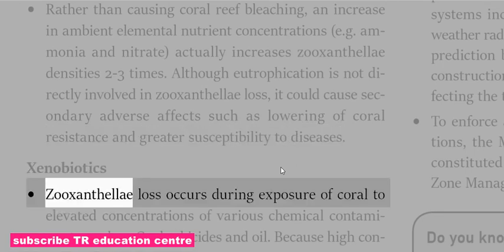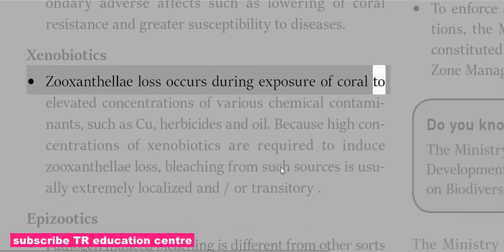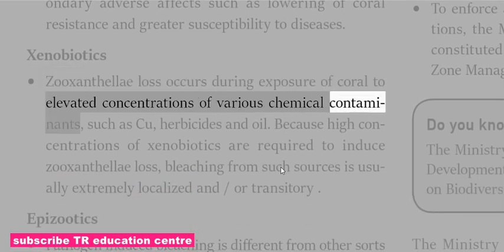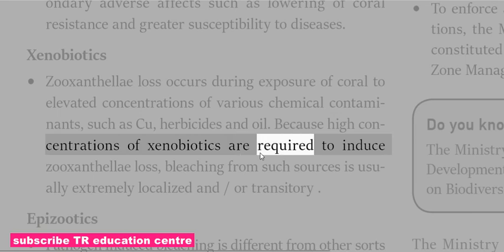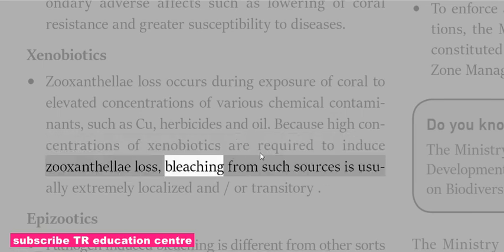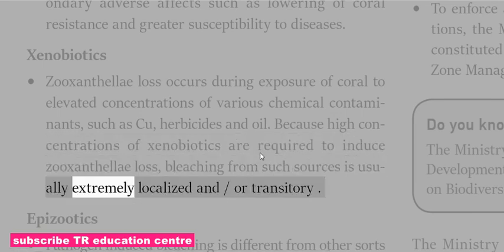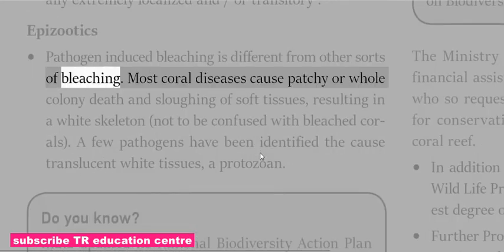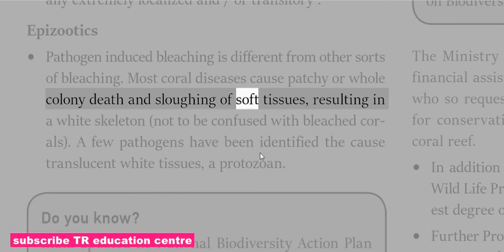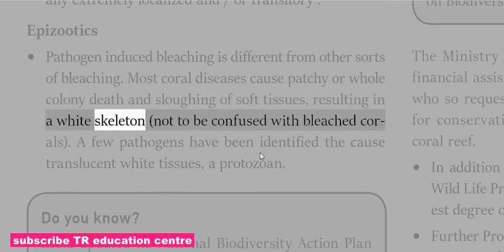Xenobiotics. Zooxanthellae loss occurs during exposure of coral to elevated concentrations of various chemical contaminants, such as copper, herbicides and oil. Because high concentrations of xenobiotics are required to induce zooxanthellae loss, bleaching from such sources is usually extremely localized and/or transitory. Epizootics. Pathogen-induced bleaching is different from other sorts of bleaching. Most coral diseases cause patchy or whole colony death and sloughing of soft tissues, resulting in a white skeleton, not to be confused with bleached corals.